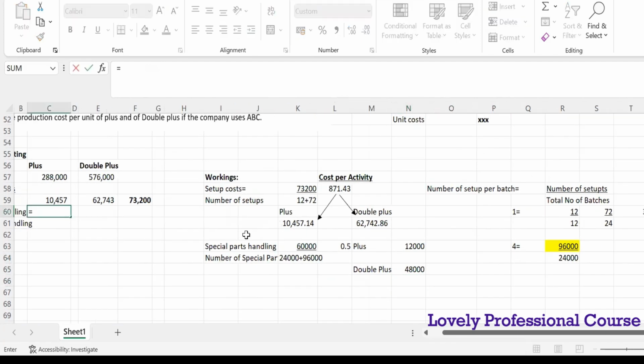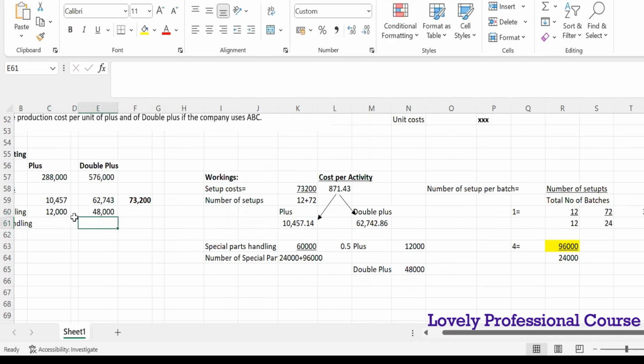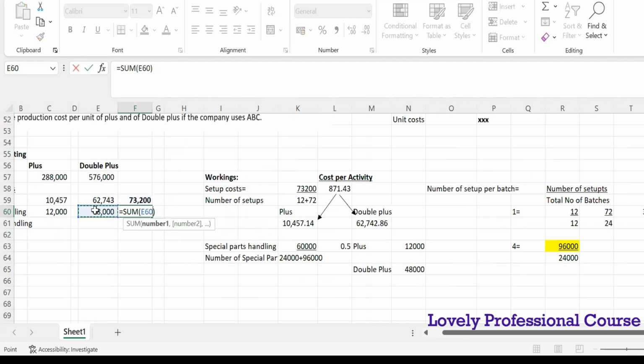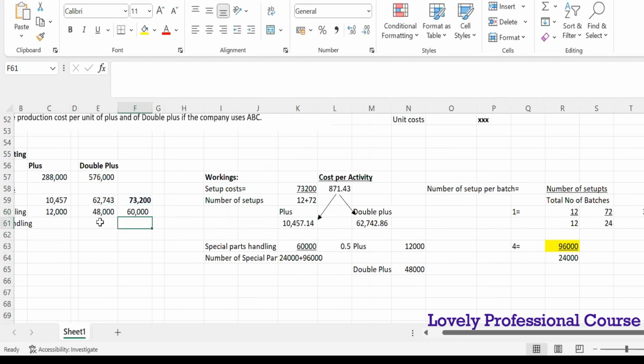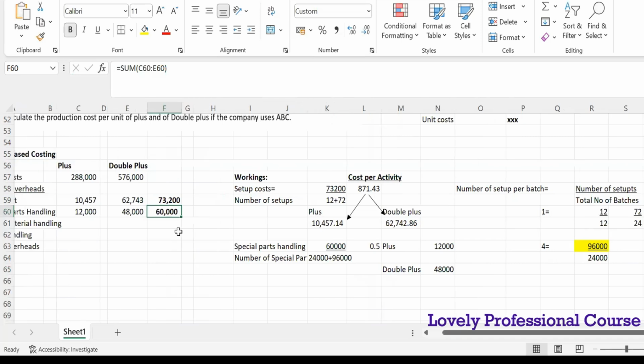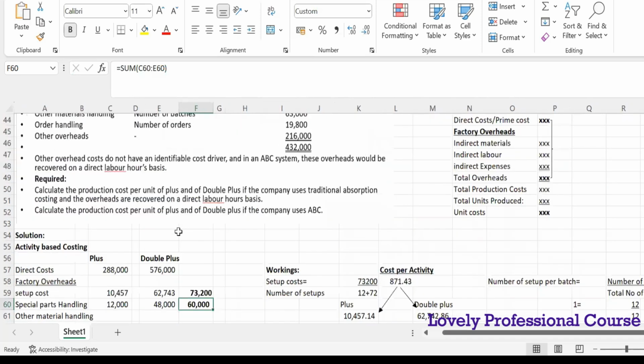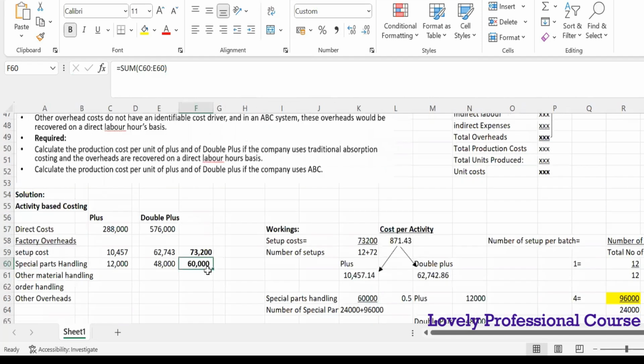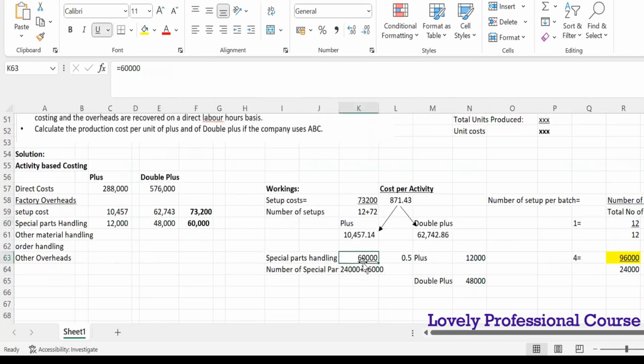So it has to be this 12, and also it has to be this 48. And if I add them, you see, it gives me 60,000. Remember, what is 60,000? It is the total expenditure for special parts handling. This is 60,000, which is this answer. It was the 60 that I was allocating, so it is the same. So that is how we are going to work on these things.